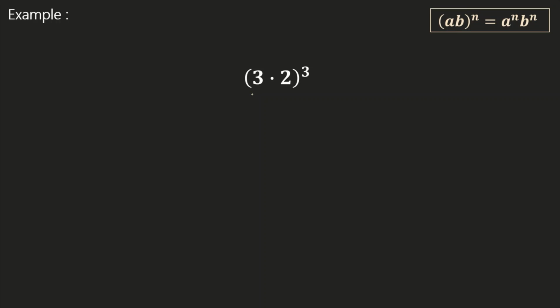In this example, we have 3 times 2, the product raised to the third power. If we use this property right here, this is the equivalent of 3 to the third power multiplied by 2 to the third power. So 3 to the third is essentially 27, multiplied by 2 to the third, which is 8, and this gives a final answer of 216.